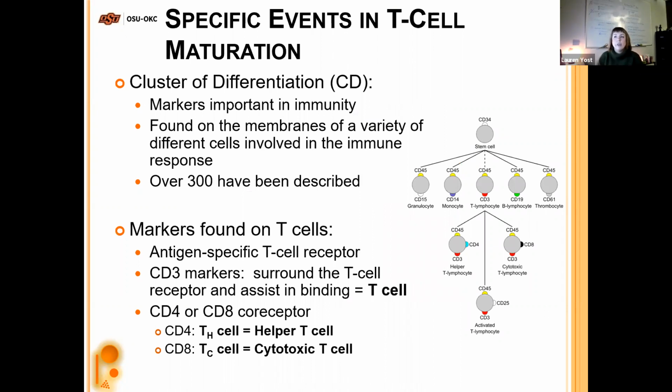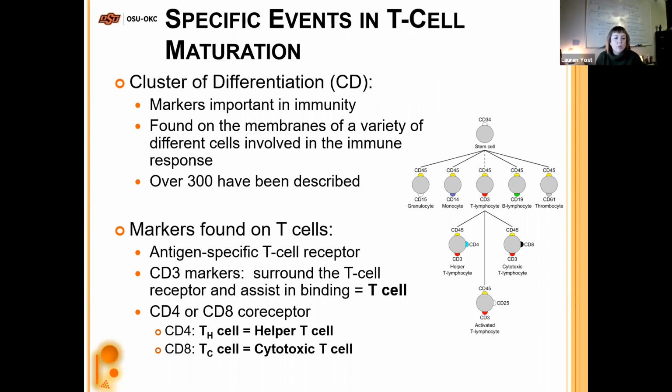Okay. Cluster of differentiation markers are markers on the surface of these cells that we would say CD whatever. Okay, we just refer to it as CD, cluster of differentiation. That helps tell the difference between these lymphocytes that we're dealing with. And this is more specifically dealing with the T cell maturation. We have markers on the T cells that have to deal with CD whatever.